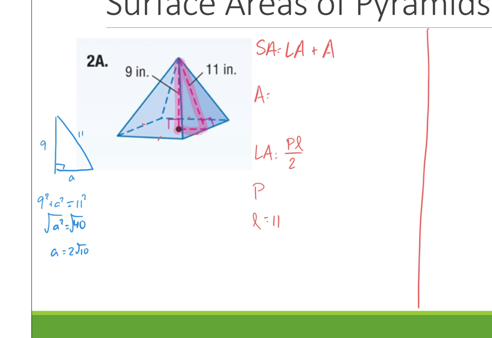All right, so now I have my apothem, which means I'm on my base. I have this side length right here. You can see my little blue arrow. So now I'm going to draw my square, and I'm going to draw the triangle that I'm currently in. So this is 2 root 10. This is going to be half of my base and my radius.